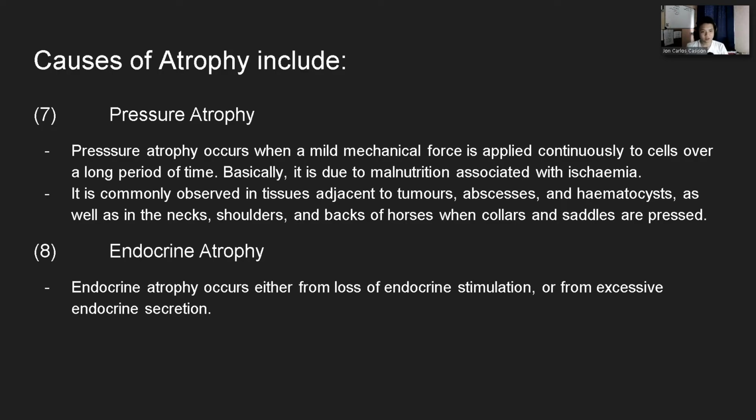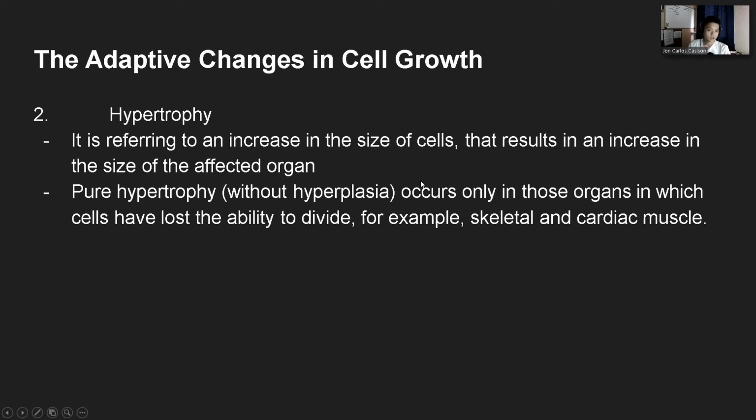Moving on to the second is hypertrophy. It refers to an increase in the size of cells that results in an increased size of the affected organ. Pure hypertrophy occurs only in those organs in which cells have lost their ability to divide. For example, skeletal and cardiac muscles.